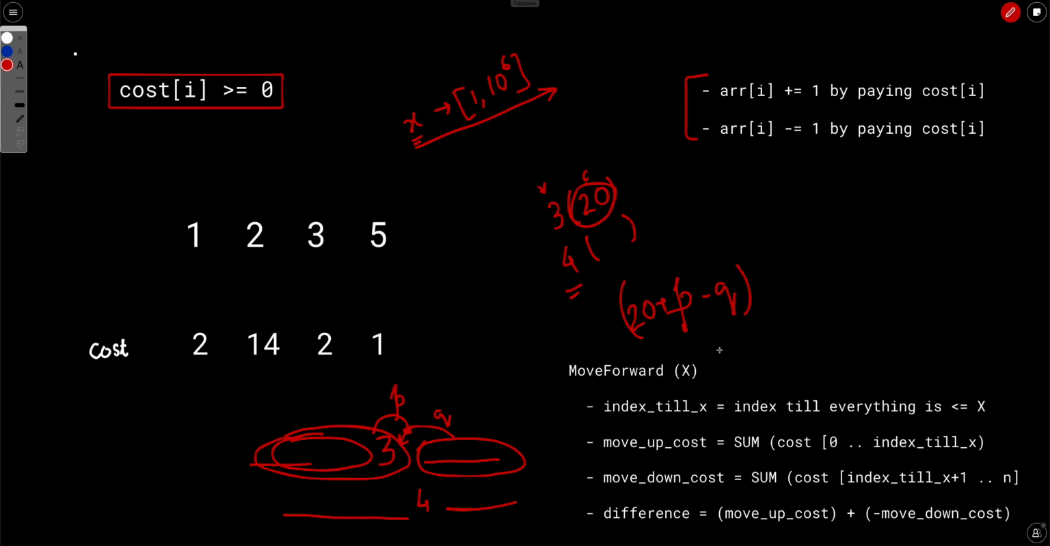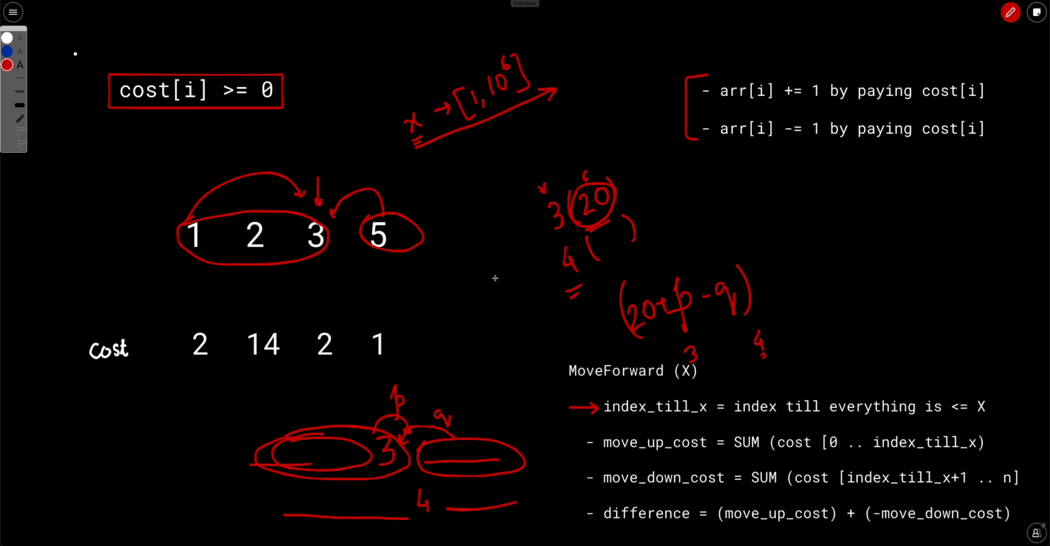Now let's say you know the cost for everything up till 3, and now you want to find the cost for everything up till 4. So first you will find the index where everything is up till 3. Once you find this, you know that you have moved everything here to 3 already, and for all these operations you have paid 20 units of cost.